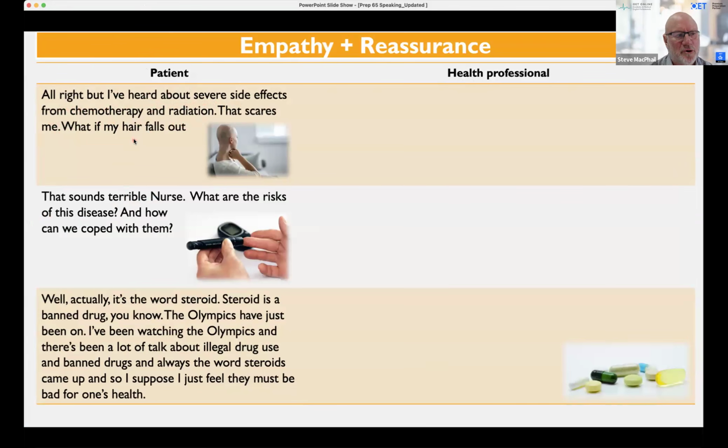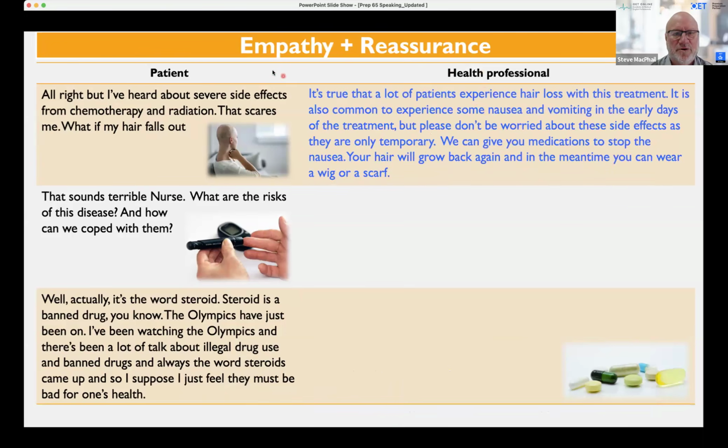You've got to respond to that. How do we do it? Well, first we show empathy. It's true that a lot of patients experience hair loss with this treatment, all right? So you're paying attention, you've listened, right? And you're acknowledging this is true.